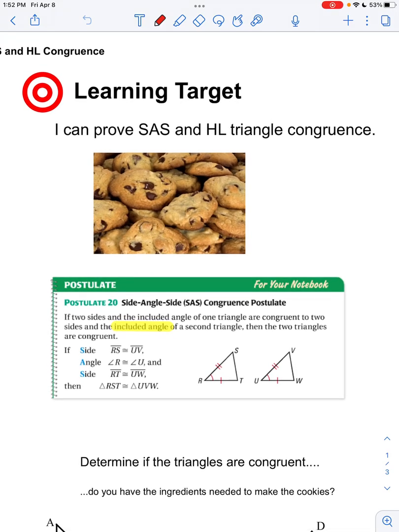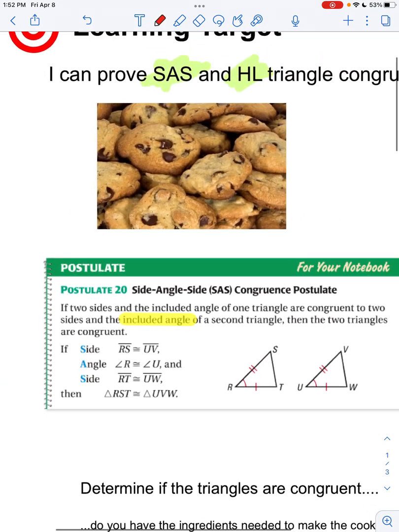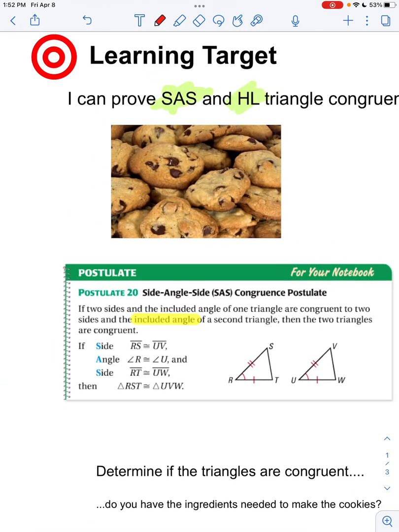Okay, continuing on with triangle congruence proofs. We have two more, the side angle side and the hypotenuse leg triangle congruence. As the name suggests, side angle side, you need two sides and one angle. However, the most important thing is that that angle has to be inside of the two sides that you know. It's got to be almost like sandwiched inside of your two sides. So it's an included angle.